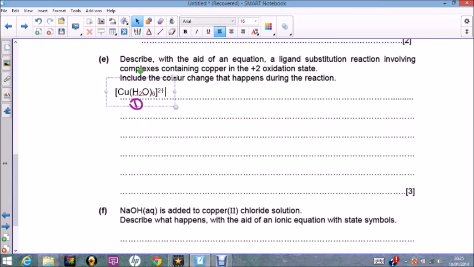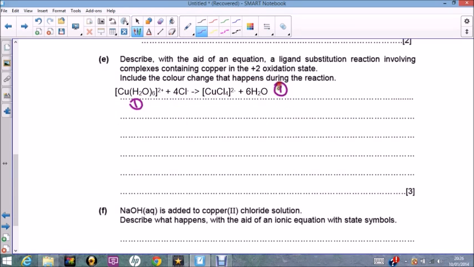And then we're going to do ligand substitution. So we've got a couple of choices. I'm going to add chloride ions to mine. This first example, which would give me tetrachlorocuprate 2 and some water is left over. Okay, it's not asking for state symbols, so it's not bothered whether I do them or not.